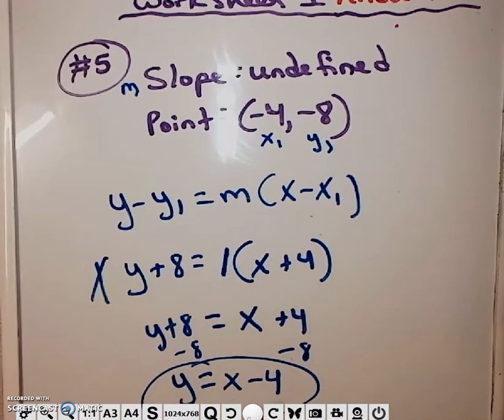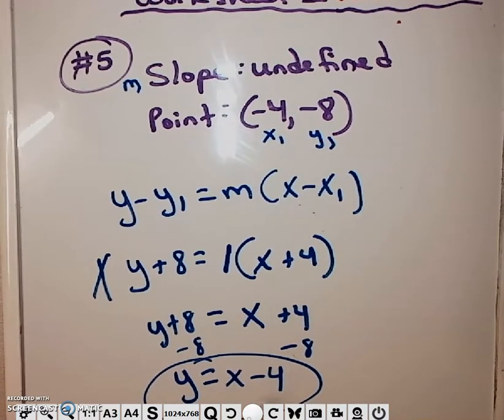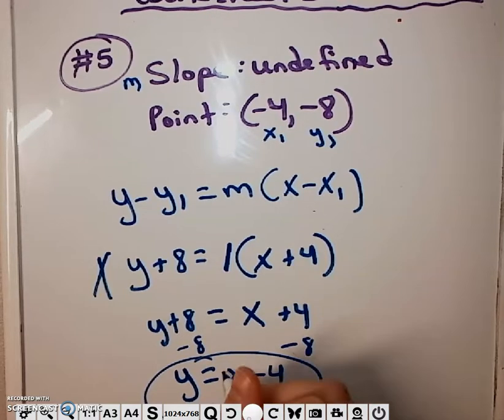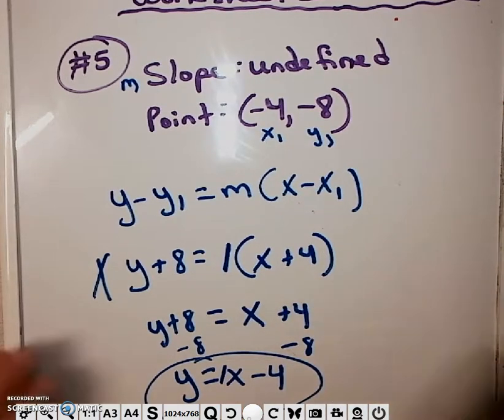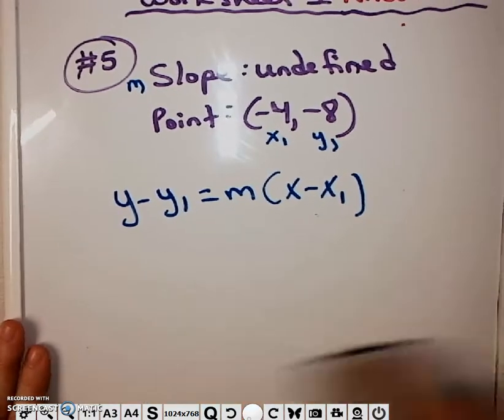This is telling me, when I put it into slope-intercept form, that there's a slope here of 1. We don't want a slope of 1. We want an undefined slope. So let me just back up and show you what we need to do.